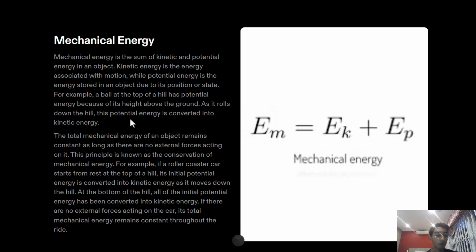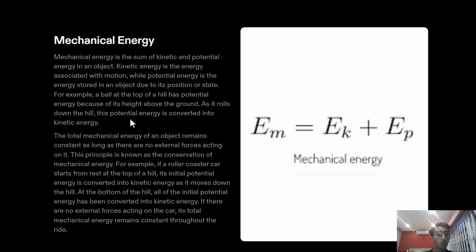Now we move on to mechanical energy. Mechanical energy, as shown on the right-hand side with its equation, is the sum of the kinetic and potential energy of an object at a particular point in time. Kinetic energy is the energy, again, associated with motion, while potential energy is the energy stored in an object due to its position or state.